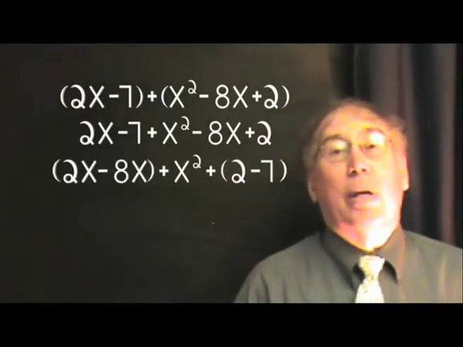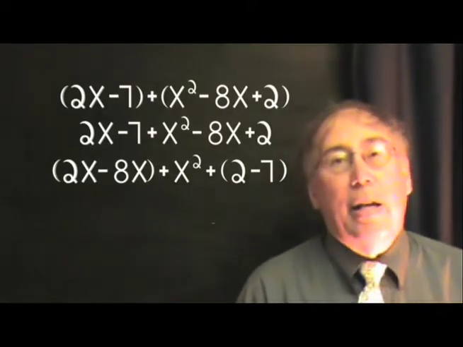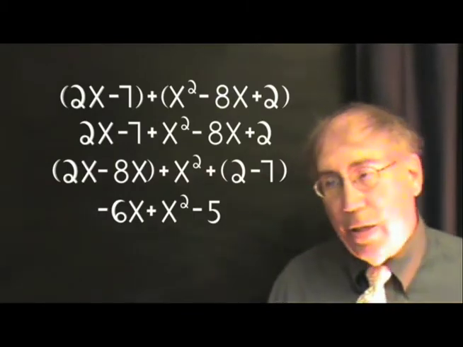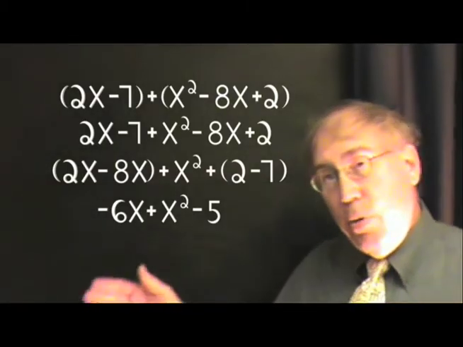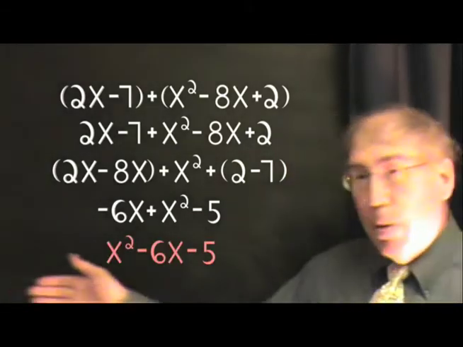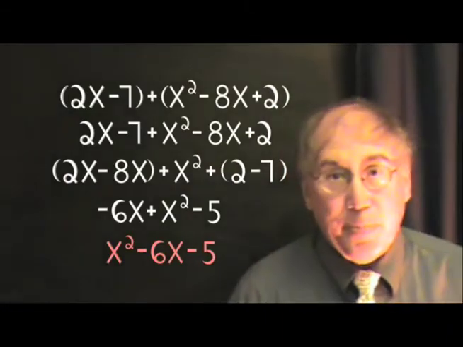And we notice that we can combine the 2x and the negative 8x together. That'll give us a negative 6x. And then we get a plus x squared. And then we got a 2 minus 7, which is a negative 5. So it's simplified to x squared minus 6x minus 5.